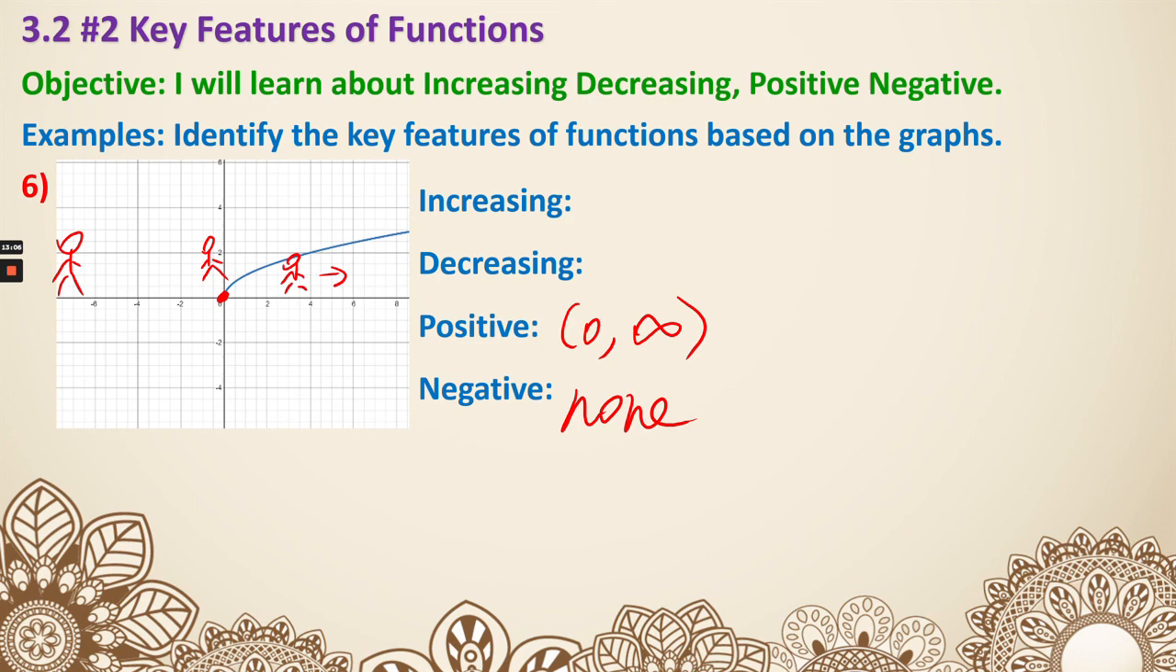And also, ever since he started walking, he started seeing the roller coaster right there. You can see the whole thing is going up, going up, going up. So the whole thing is increasing from 0 to infinity, but there is nothing that is decreasing. So that is about increasing, decreasing, positive, and negative with the help of our little friend One Direction.